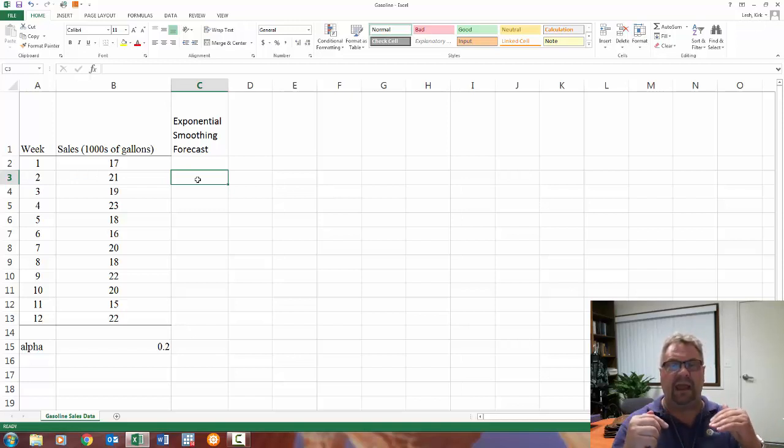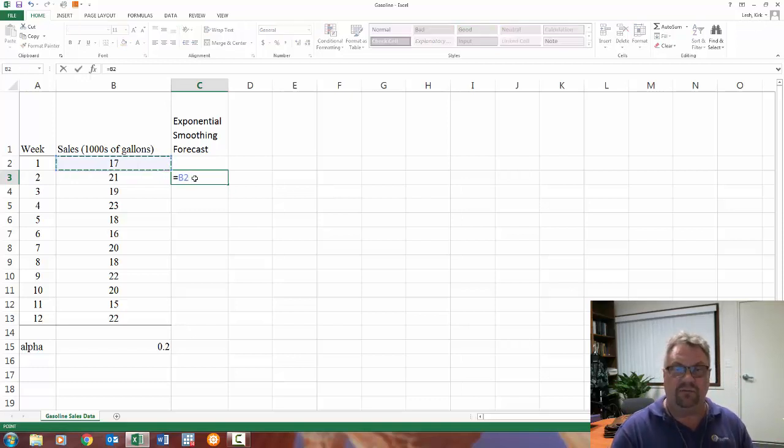So if I'm looking at, say, period 3, I'm going to take alpha times the actual sales in period 2 plus 1 minus alpha times the forecast in period 2. All right? And so the question then becomes, well, what's the forecast in period 2? Well, as your book explains, the forecast in period 2 is just your period 1 forecast.